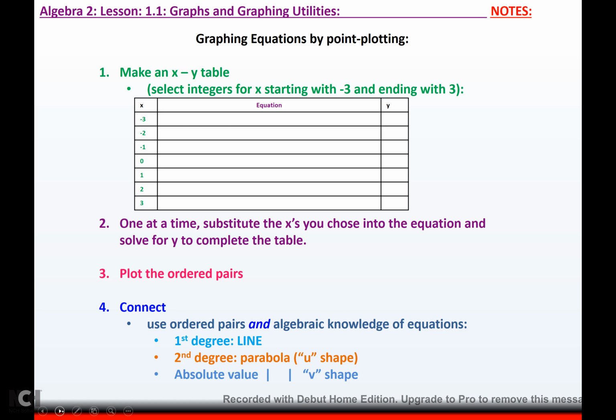Okay? To create your own table of values, it says make an XY table. Select integers for x starting with negative 3 and going to positive 3, one at a time. Substitute the x's. Plot the ordered pairs, connect, and use a bit of your algebraic knowledge. If you have a first degree equation, your dots better line up to a line. If it's a second degree, they should make some sort of a U shape. If it's absolute value, it should make some sort of a V shape.